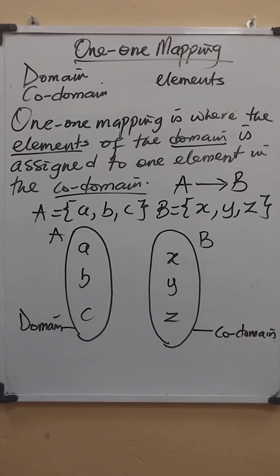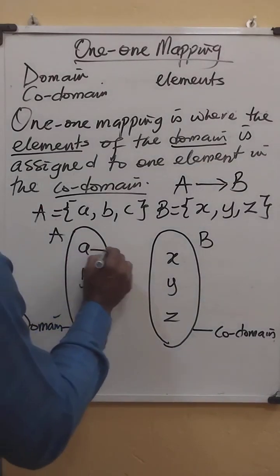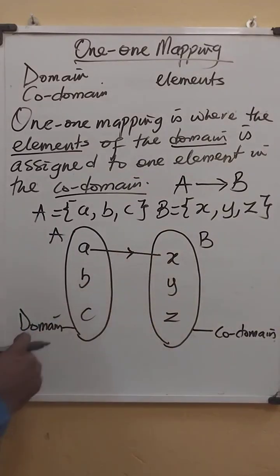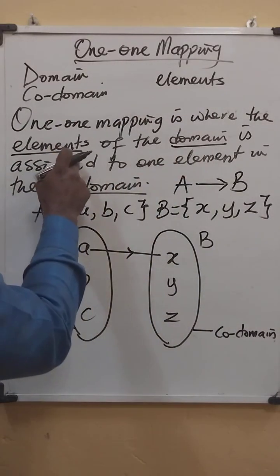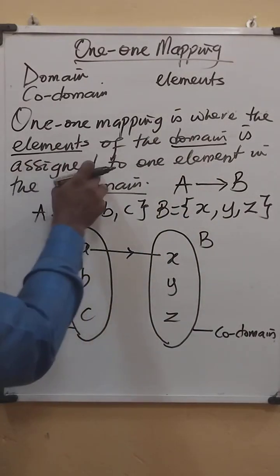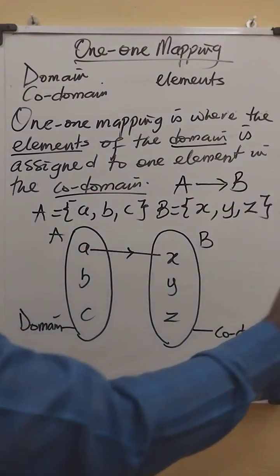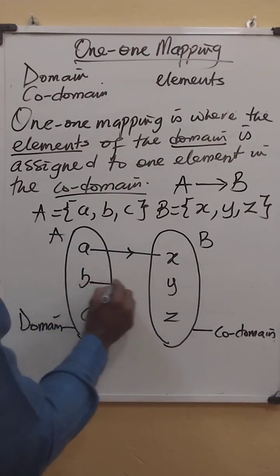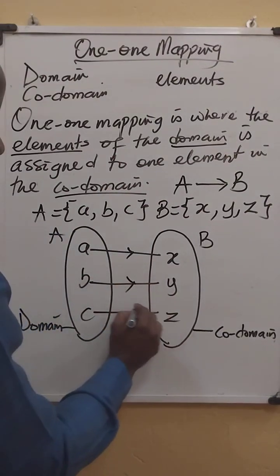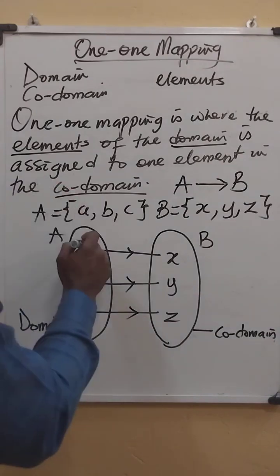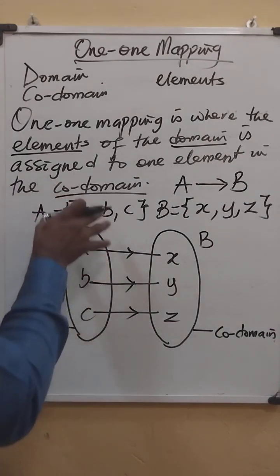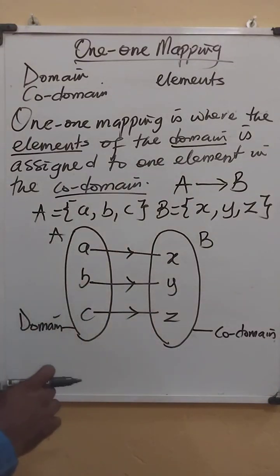All right, so let us push on. In line with the definition of the one-to-one mapping, the first element here will map with the other element. Each element of the domain is assigned to one element. So this is assigned to this, this is assigned to this, this is assigned to this. One element in the domain must be assigned to an element in the other set.